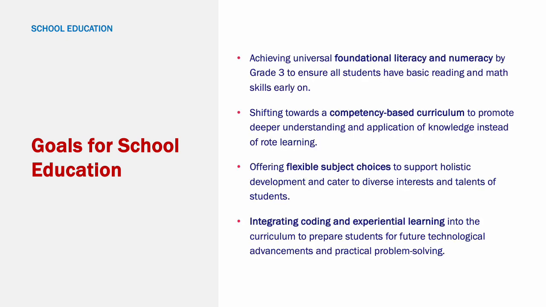Goals for school education: achieving universal foundational literacy and numeracy by grade 3, to ensure that all students have basic reading and math skills early on. Shifting towards a competency-based curriculum to promote deeper understanding and application of knowledge instead of rote learning. Offering flexible subject choices to support holistic development and cater to diverse interests and talents of students. Integrating coding and experiential learning into the curriculum to prepare students for future technological advancements and practical problem solving.